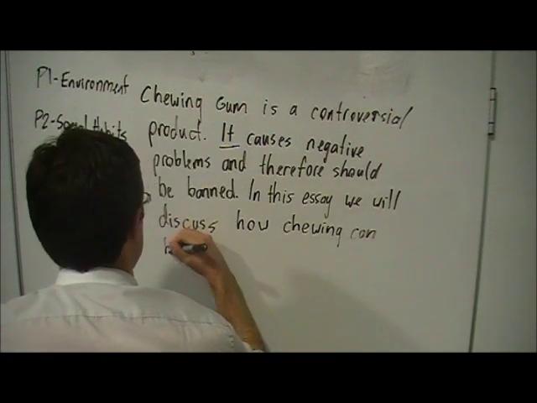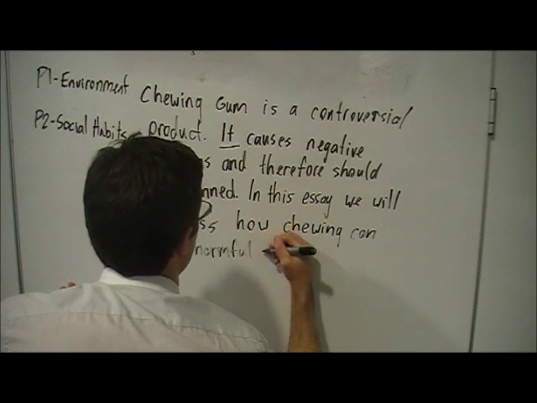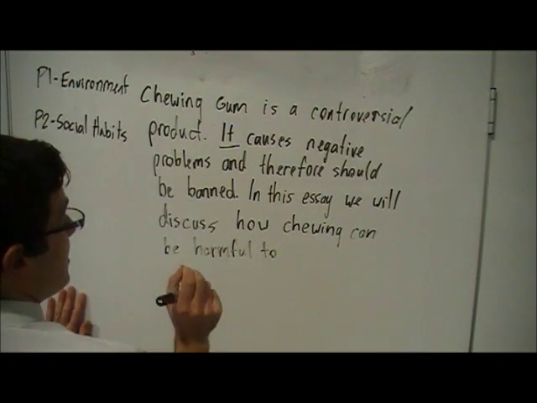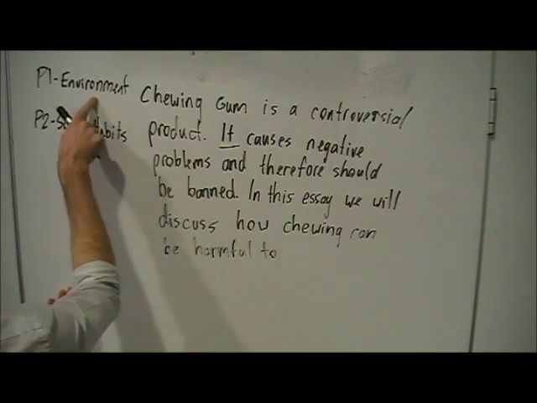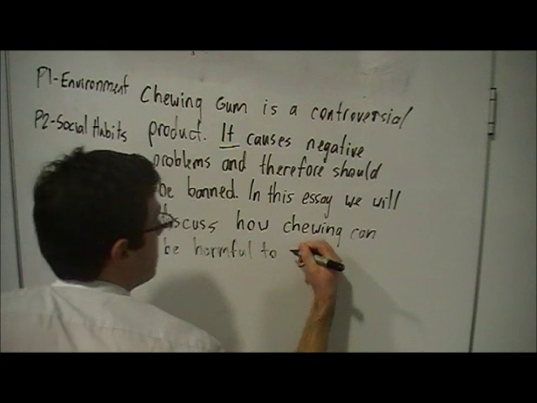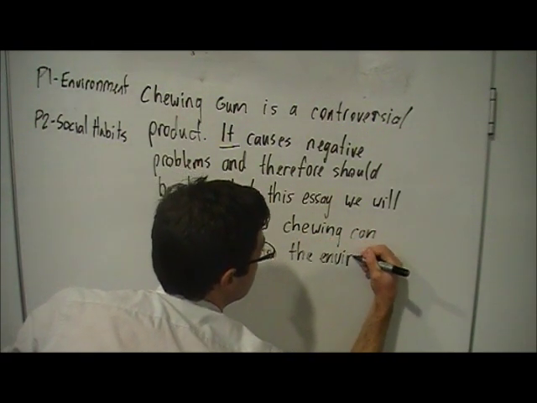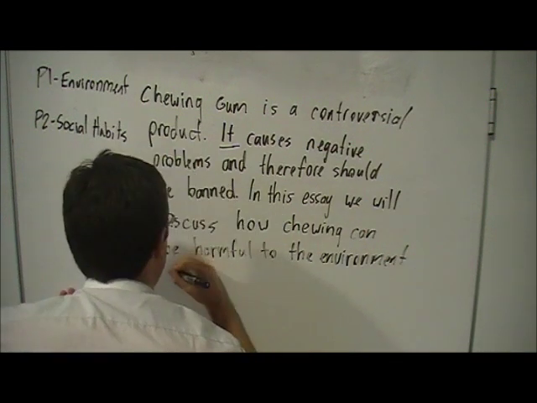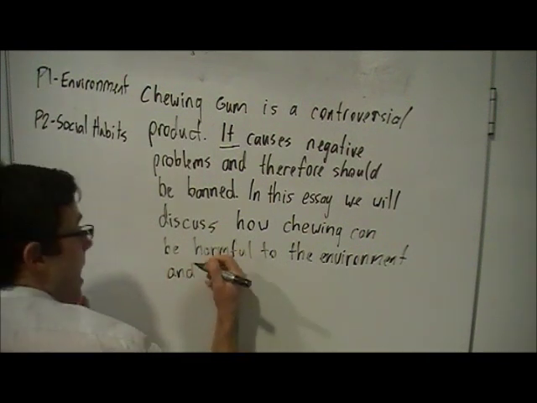can be harmful to, and now I'm going to talk about the specific things I'm going to focus on in this essay. So the first one I identified was environment. So I'm going to say the environment and the second one is social habits.